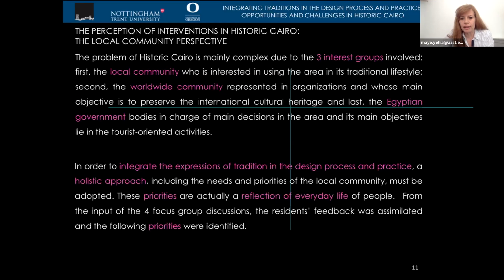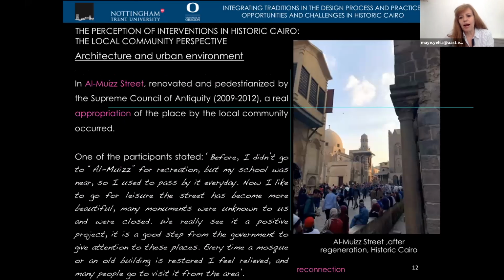the tourist-oriented activities. In order to integrate the expressions of tradition in the design process and practice, a holistic approach, including the needs and priorities of the local community, must be adopted. These priorities are actually a reflection of everyday life of people. From the input of the 4 focus group discussions, the residents' feedback was assimilated, and the following priorities were identified.